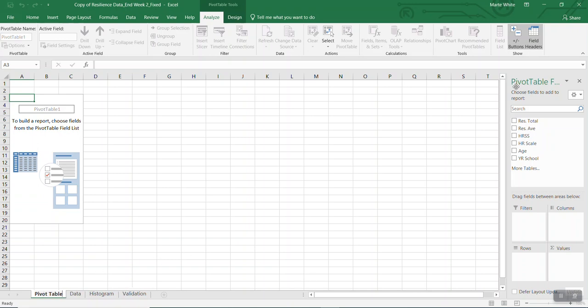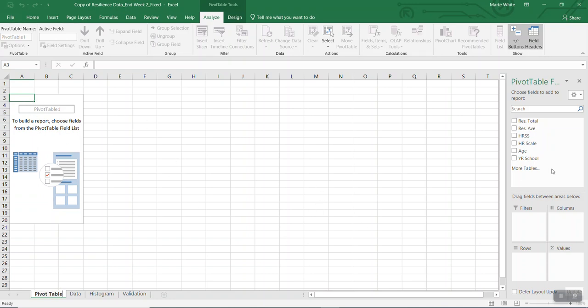And what this one does is it gives us a pivot table. Here are the categories that we highlighted: years in school, age, the scale for Holmes and Rahe scale, the stress scores, the resiliency average, and the resiliency total. And this just gives you an idea. Put your stuff in here and it will give you what you want.